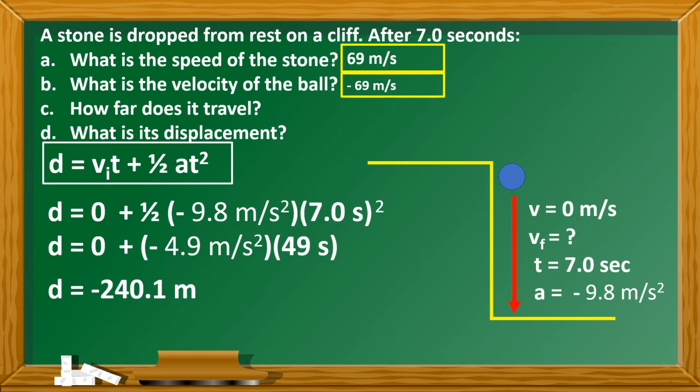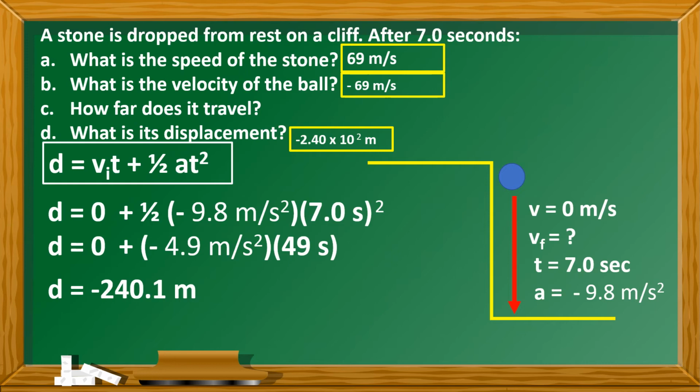Again, distance is always positive, while displacement can be either positive or negative. In this case, the computed answer is its displacement. Since in the problem we are using two significant figures, the final answer should be reduced into two significant figures. Therefore, negative 240.1 meters is converted into scientific notation. So the final answer would be negative 2.4 times 10 raised to the second power meters.